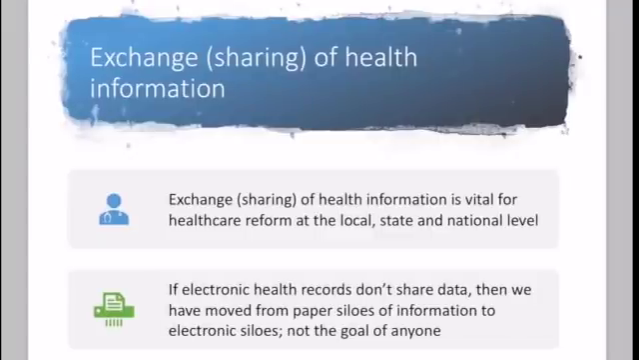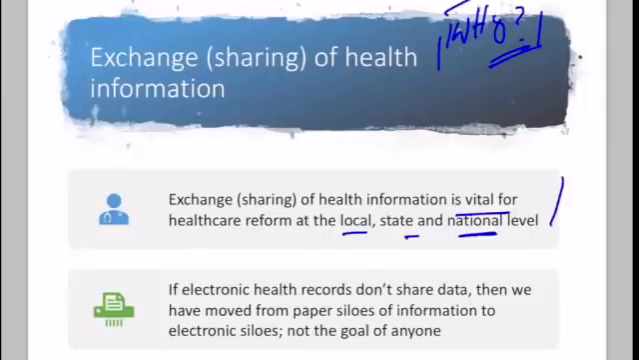Now, exchanging or sharing of health information. Why do we need that? We have already discussed it; let's discuss in brief with some examples. Sharing and exchanging of health information is vital for health care reform at the local, state, and national level. At the national level, it gives the overall health of the people, and helps to manage or allocate the funds and manage the resources. The same applies at the state level, at the local level, at the hospital level, at the community level.